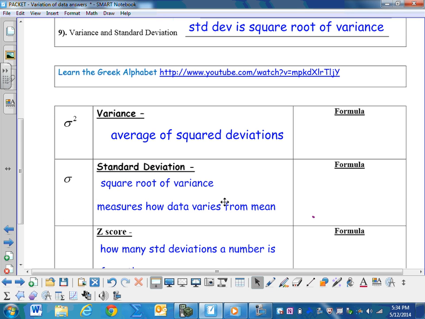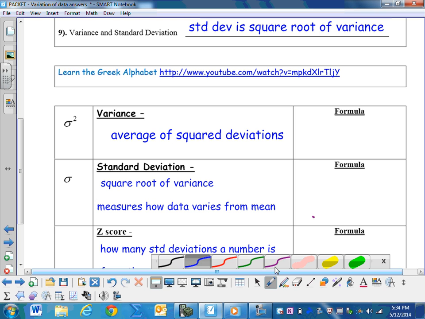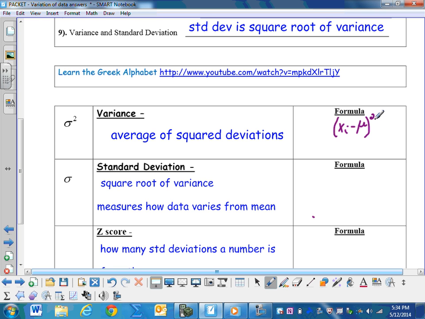So to define it, variance is represented by sigma squared. It's the average of the squared deviations. So how do we calculate that? We start with x sub i minus mu, and we square those numbers so they're positive. Then we add them all together, so we'll put a sigma here, and divide by n, the number of elements in the data set. And that is sigma squared, our variance.